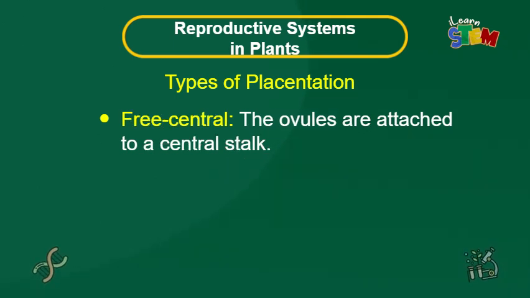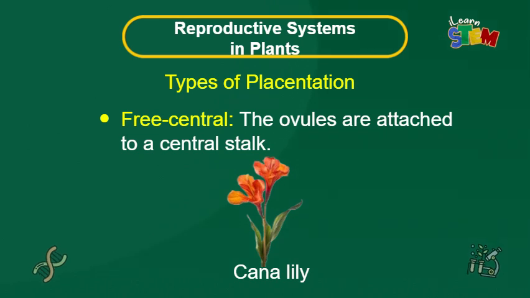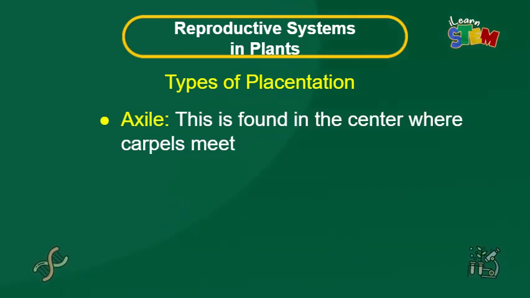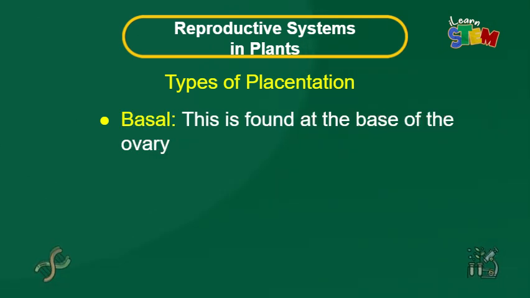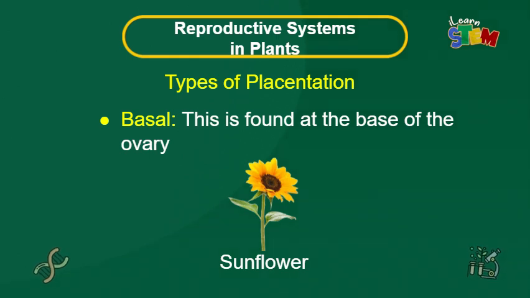3. Free central. The ovules are attached to a central stalk. For example, corner lily. 4. Axile. This is found in the center where carpels meet. For example, tomato. 5. Basal. This is found at the base of the ovary. For example, sunflower. We've come to the end of this lesson.